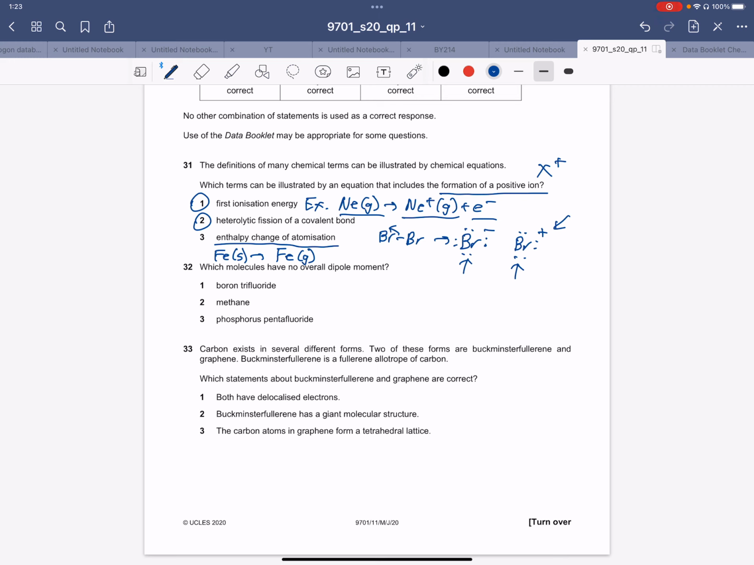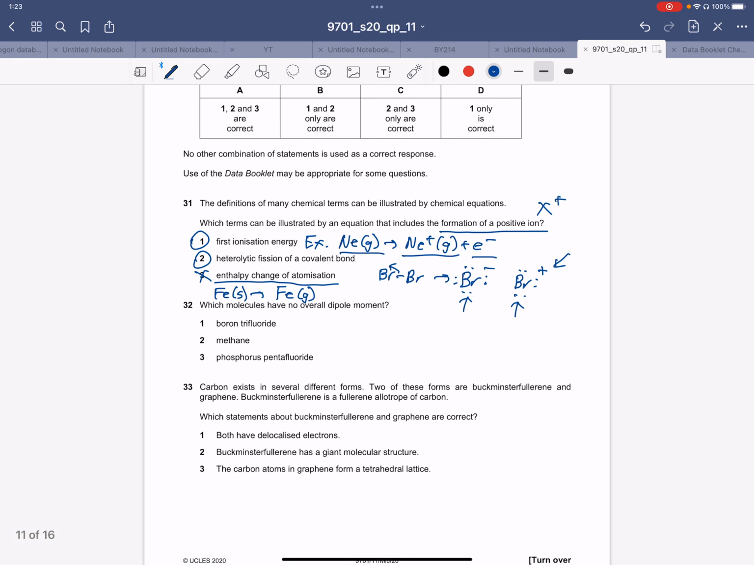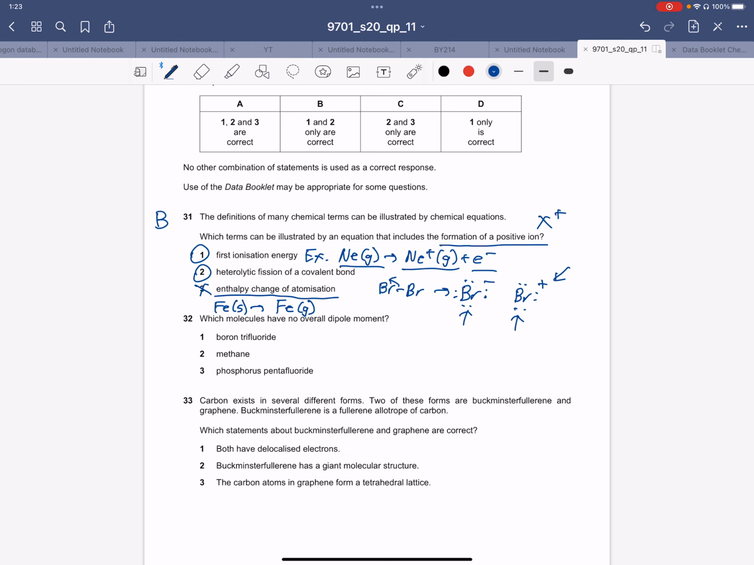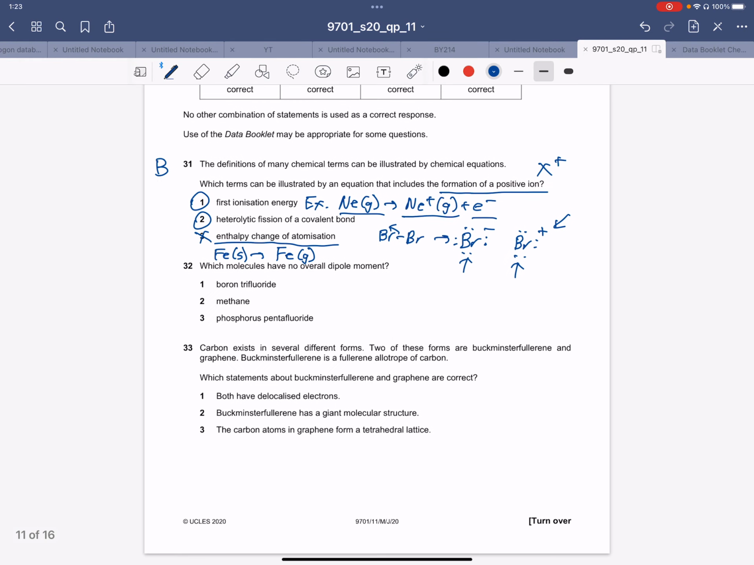As you guys can see, there's no ions being formed here. You're just changing the state to the gaseous phase. So that actually won't do anything. So in this case, only 1 and 2 are correct. And that means that this will be answer choice B. And I believe that is the correct answer.